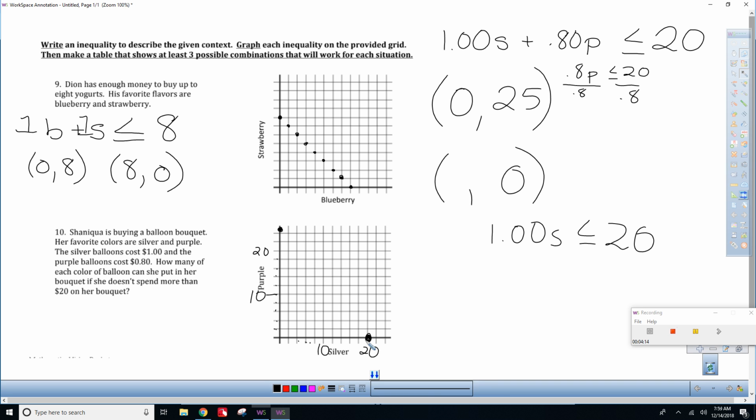Okay, now, I know we probably can't buy a fraction of a balloon, but for this particular one, I think we have no choice but to graph a line because it's not going to be all whole number values. This line might help us find it. And since it's less than or equal to, this line is going to be filled in. So now, shoot, I wish I could use a straight edge. I really do.